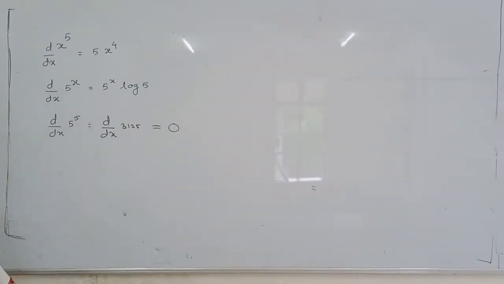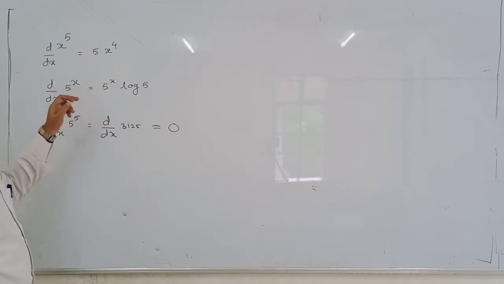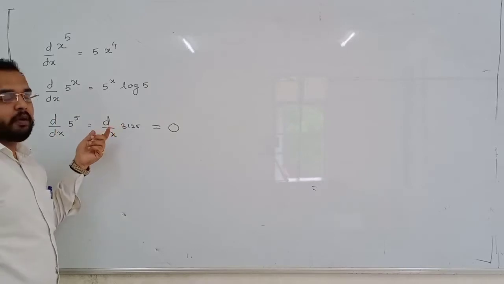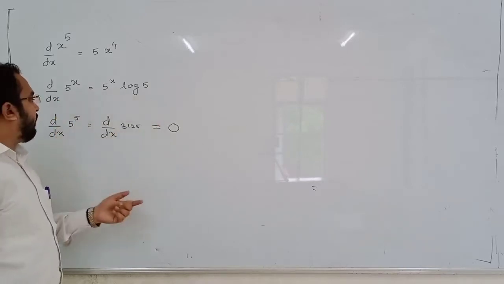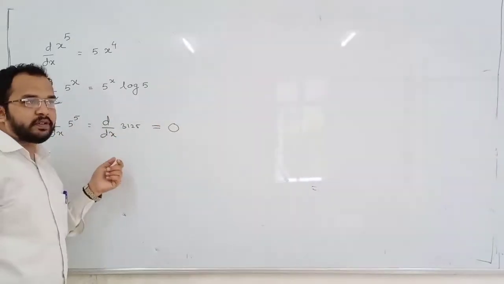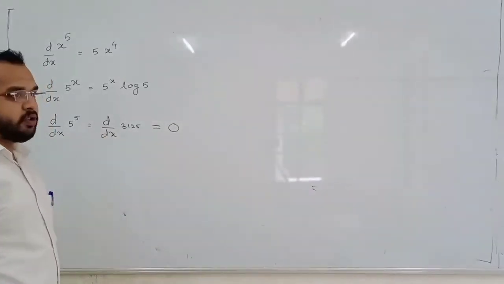So that means for the polynomial function x to the power 5, variable to the power constant, we write the power and get 5x to the power 4. For constant to the power variable, we saw the differentiation of a to the power x, it will be a to the power x log a, so 5 to the power x log 5. And if it is constant to the power constant, the differentiation will be 0.